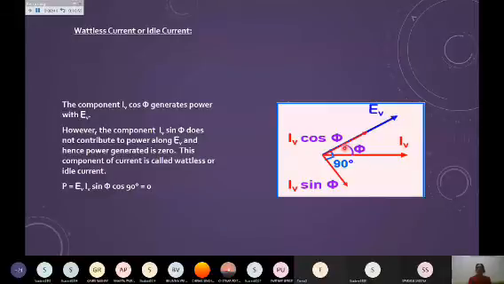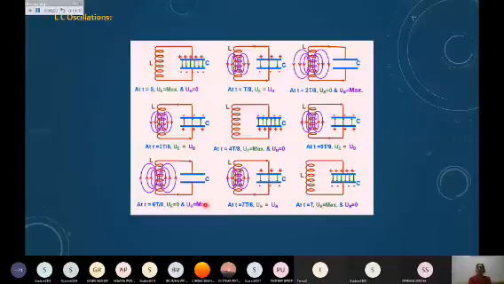So power is generated because of the IV cos phi component, while sin phi is doing nothing. So this component which is not contributing to the power is known as wattless or ideal current. So the component of the current which is not contributing to power is known as wattless current. This is again only a qualitative idea in your syllabus.